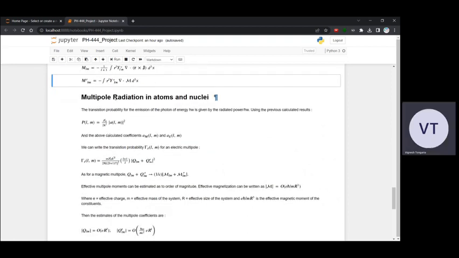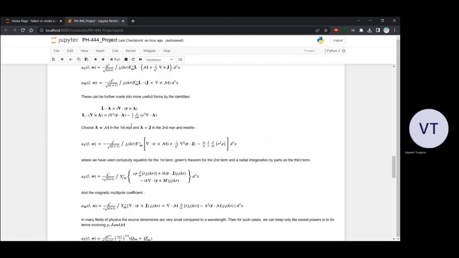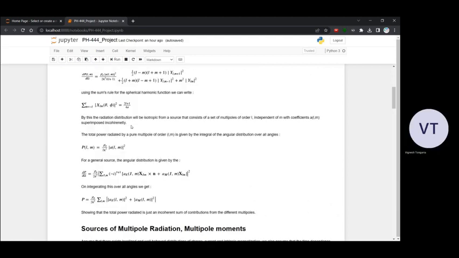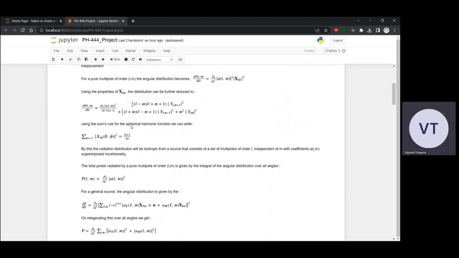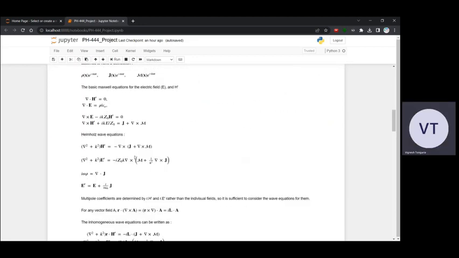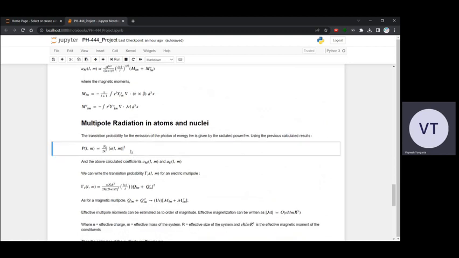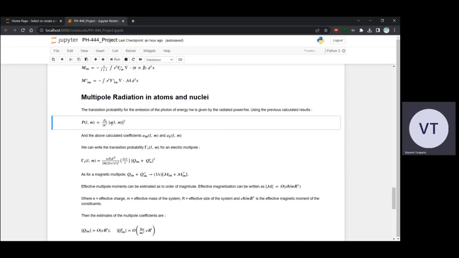So the next topic is multipole radiation in atoms and nuclei. The transition probability for the emission of a photon of energy h nu is given by the radiated power divided by the energy, and the power we have calculated before here in the angular distribution was this. So we can use this power to find the transition probability, and then this |a|^2 is given by |a_E|^2 plus |a_M|^2.